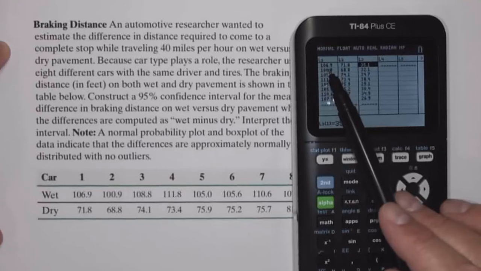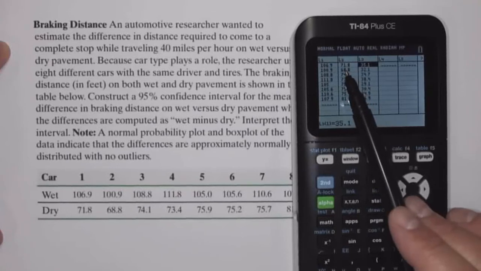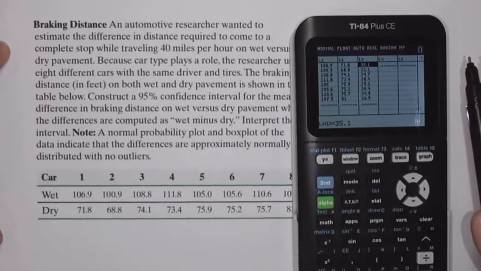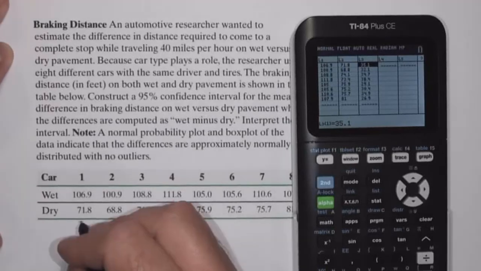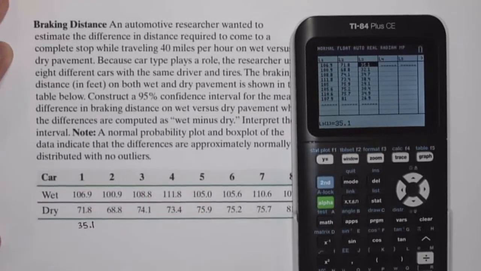So for the first car, on wet pavement, it took 106.9 feet to come to a complete stop. On dry pavement, it took that car 71.8 feet to come to a complete stop. So that was a difference of 35.1 feet. So let's write that down. So this was a difference of 35.1 feet.